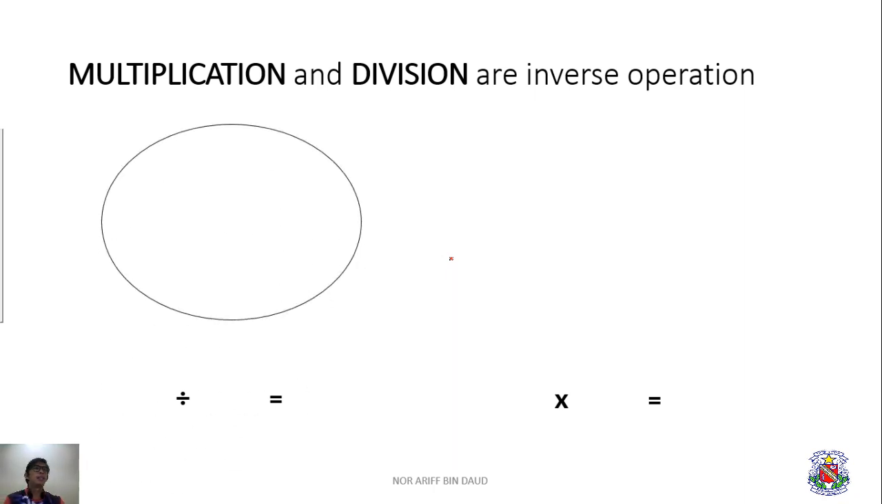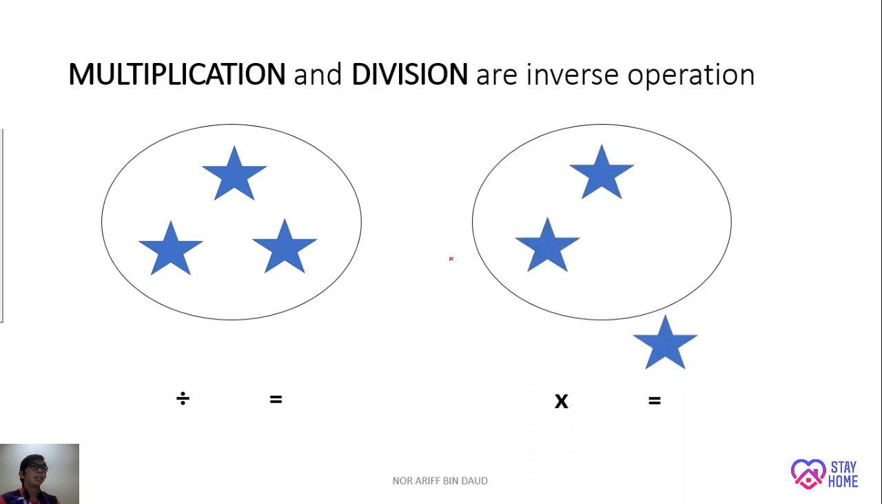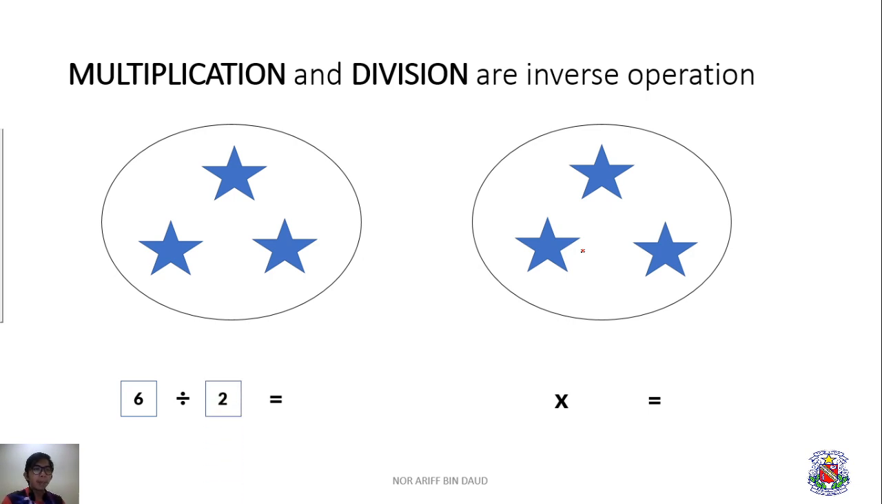I have one group, two groups, and one star, two stars, three stars. So I have two groups of three stars here. So all stars here should be 6. So we count together: 1, 2, 3, 4, 5, 6 stars all together. So I want to write this for the division first. We have all 6 stars here together divided into 2 groups. So we must put 2 groups, and then we must put how many stars in each group. So we have 3 stars in each group.